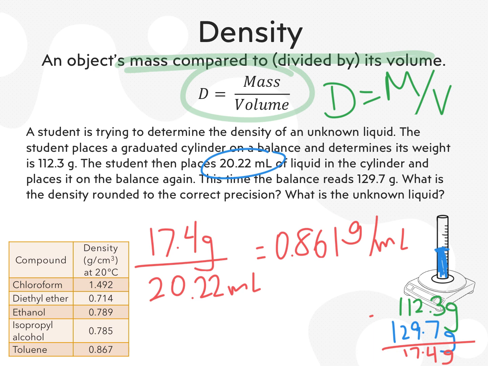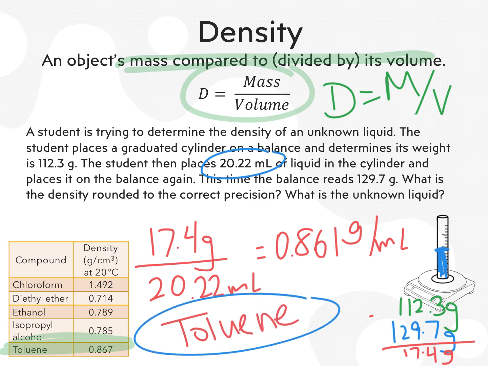But when I'm looking at my chart, the closest to that looks like toluene. So I have toluene, which is cancerous, so please don't be measuring toluene, T-O-L-U-E-N-E, as my unknown liquid. There we go.